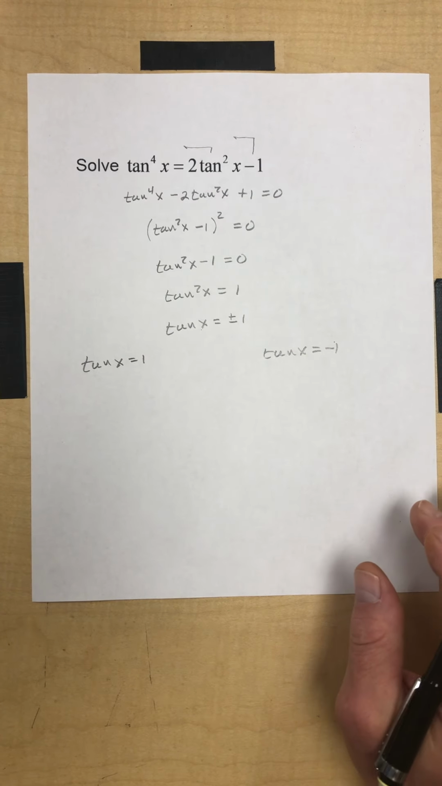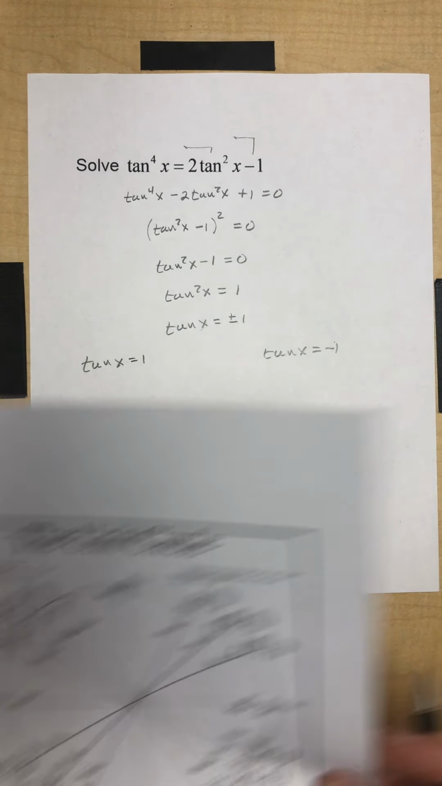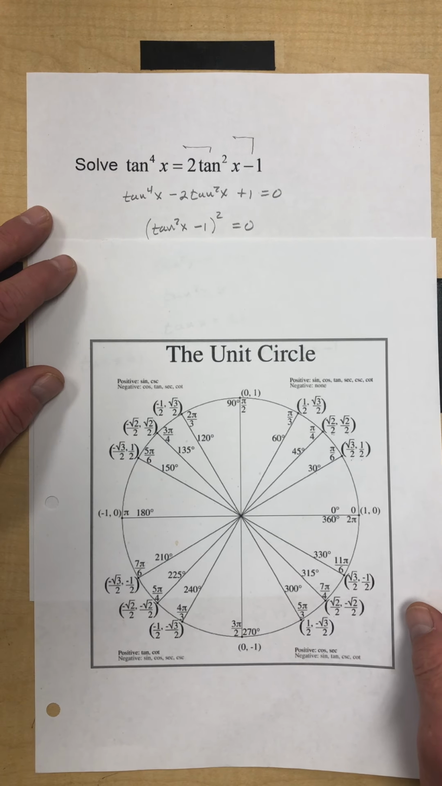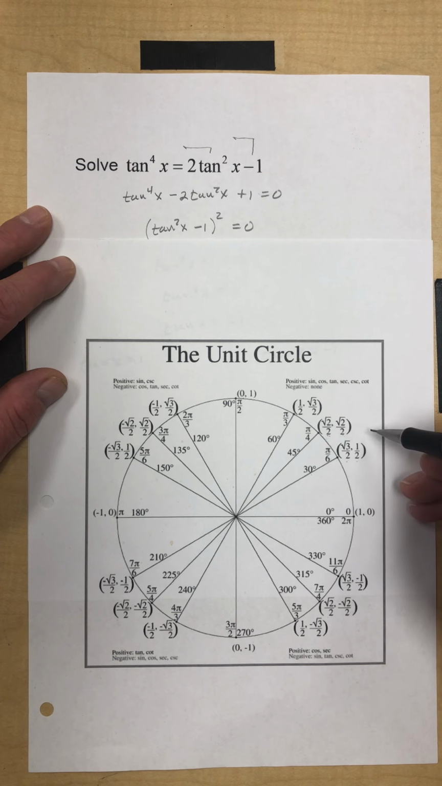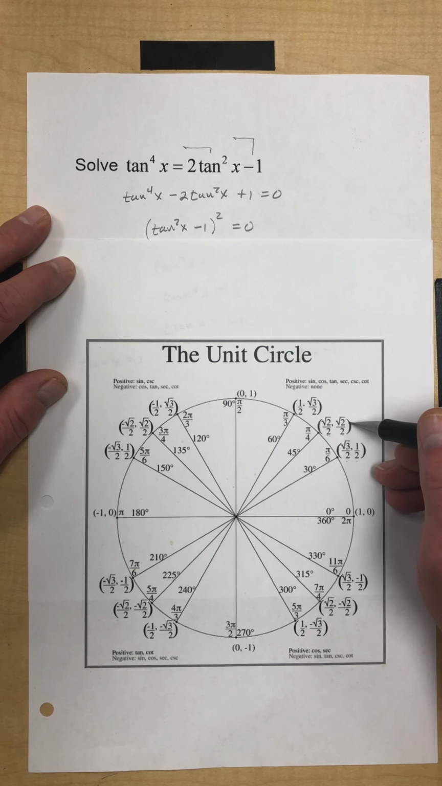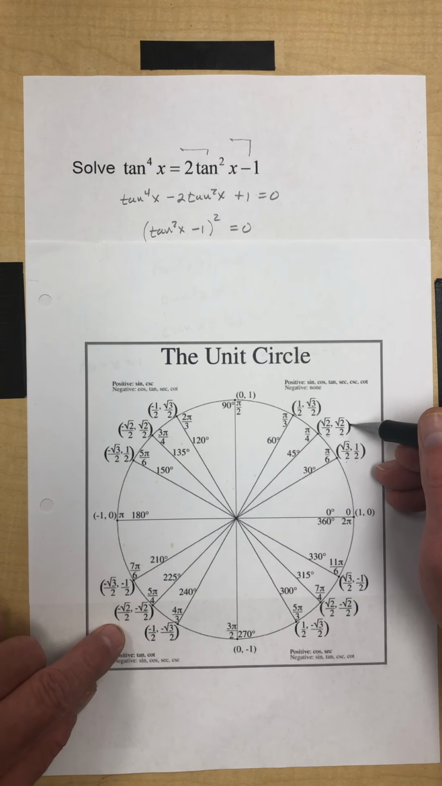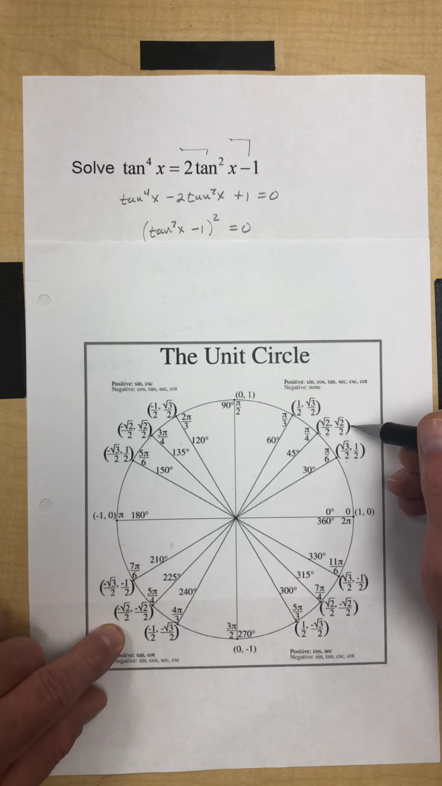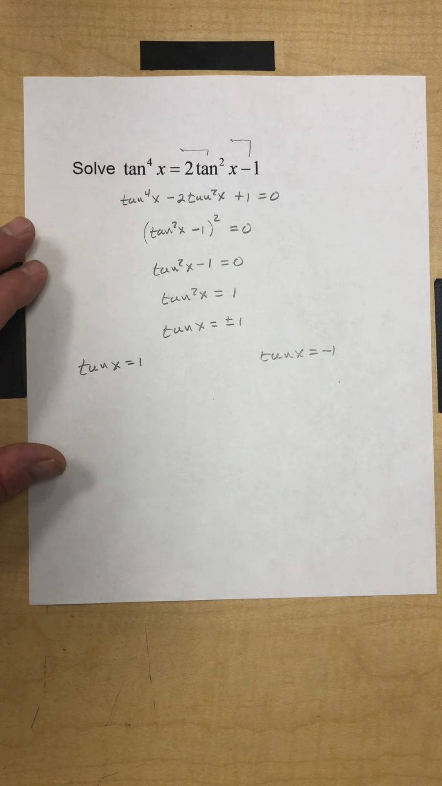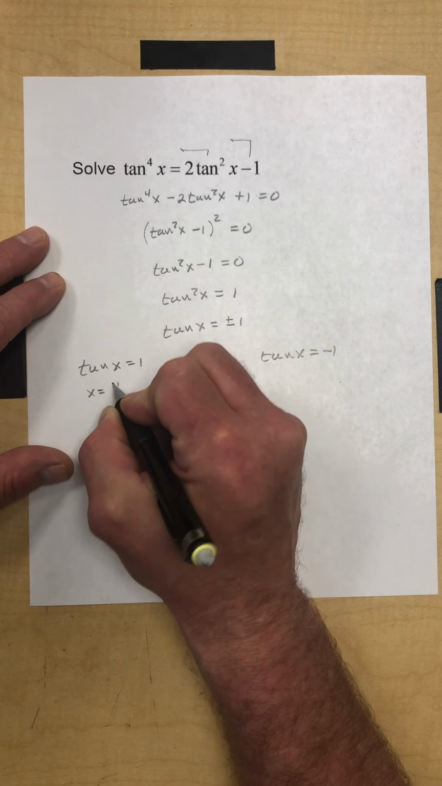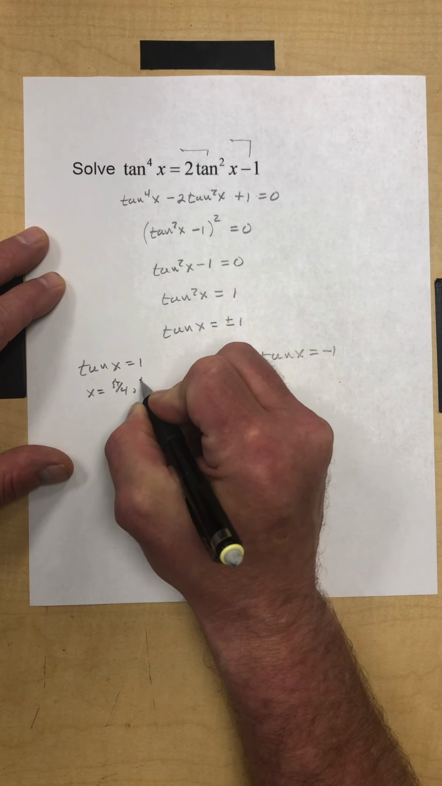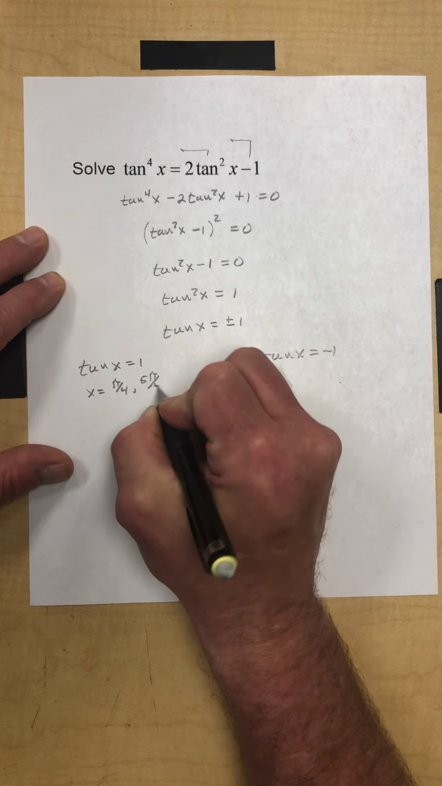All right, so remember, we go to our unit circle. And we say, okay, if tangent is 1, that means the x coordinate and the y coordinate have to be exactly the same. So that would happen at pi over 4 and 5 pi over 4. You'd get y coordinate over x coordinate because it's sine over cosine. So that happens at pi over 4 and 5 pi over 4. So x equals pi over 4 and 5 pi over 4.